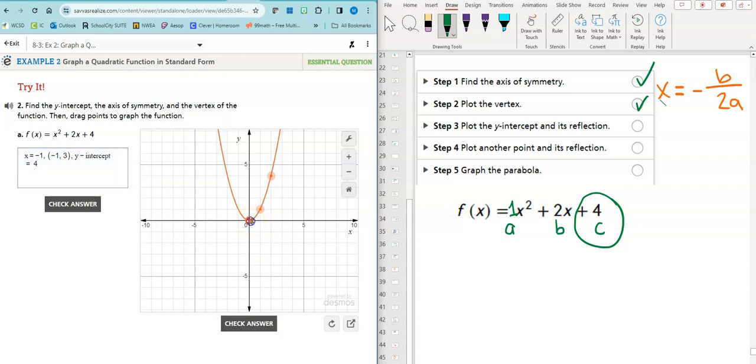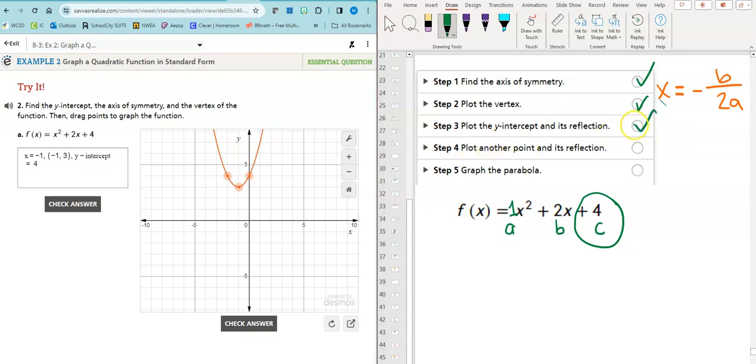So I know that my vertex is at -1, 3. I know that my y-intercept is +4, so I'm going to go ahead and put a dot at 0, 4. And then I'm going to reflect it over my line of symmetry here, and that's going to put my other dot here. Okay, we can double check now that that is correct by checking step 4.